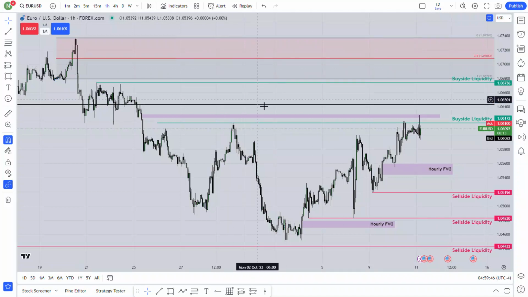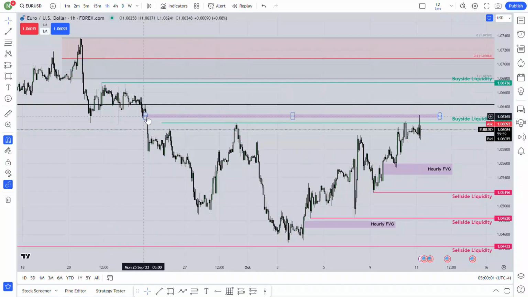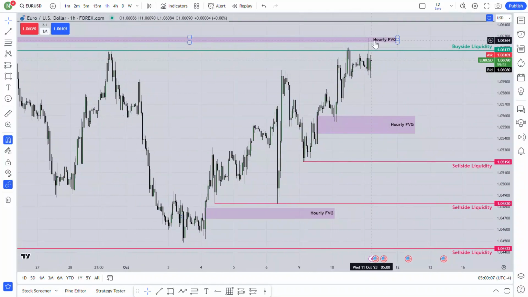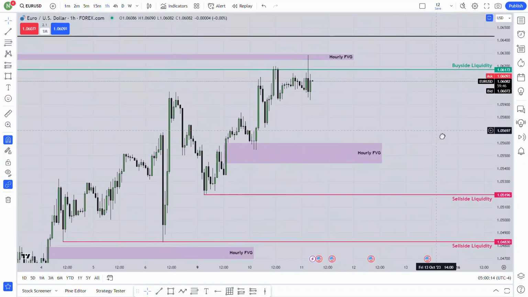I'm not telling that market will go higher. My expectation is market actually trades this highest fair value gap. You see, this is the last hourly fair value gap from this leg. There is no fair value gap above this hourly fair value gap, and price actually went higher. It has cleared the buy side liquidity, traded the hourly fair value gap, then came into the range again. I want to see how price reacts.